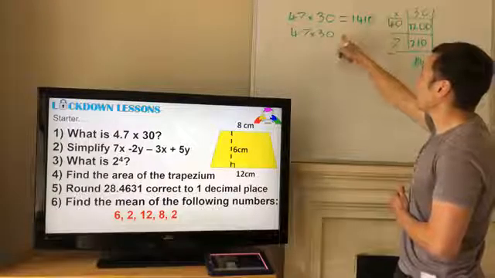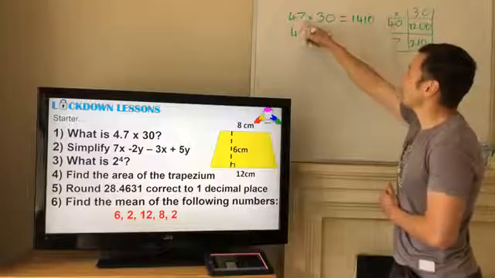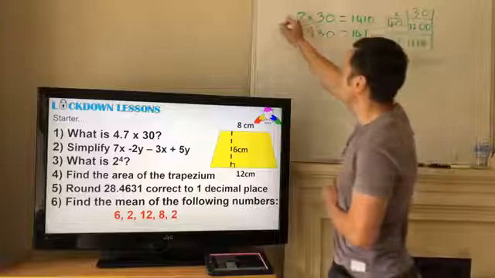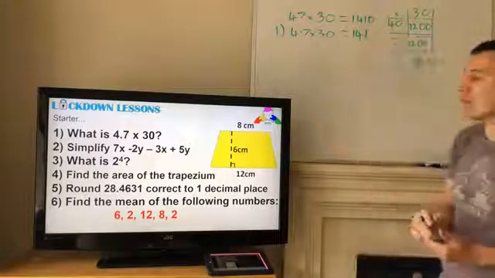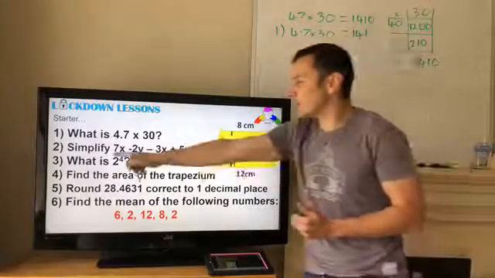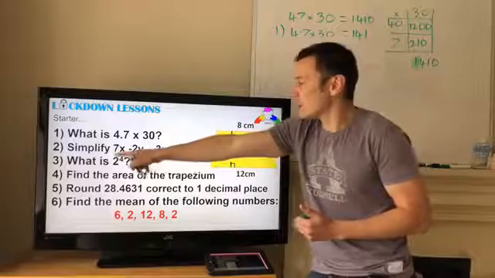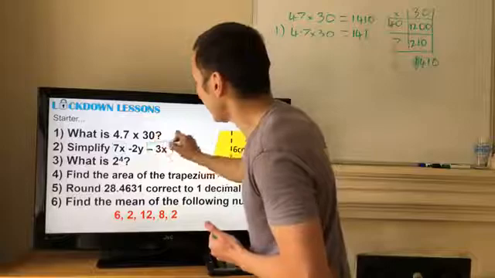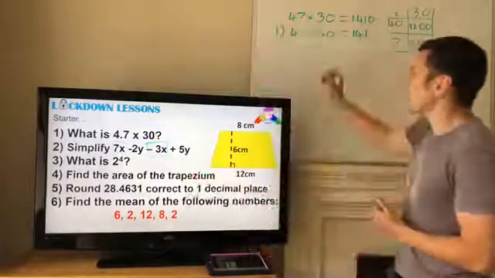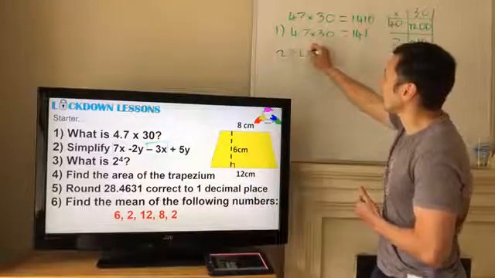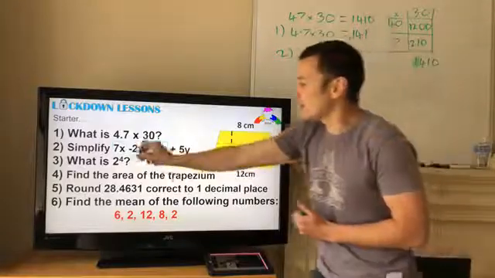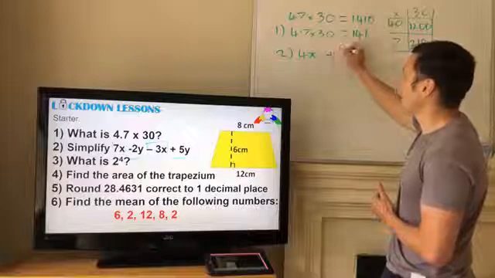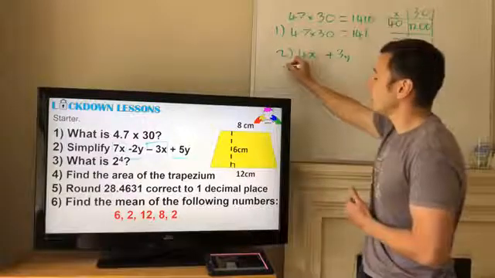So by looking at this now, I can say, well, I'm going to divide this by 10, so it's going to be 141. So question 1, 141. Question 2, let's see if you were listening last lesson. So we got 7x, if I just square that off there, and minus 3x, so that's going to give me 4x. Then we've got negative 2y, and plus 5y is going to give me positive 3y.